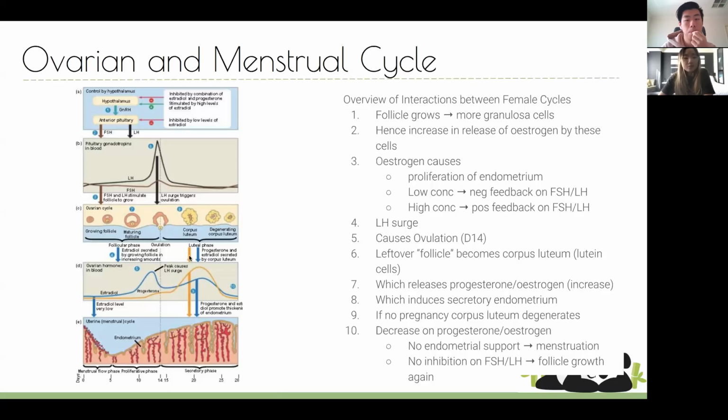These two hormones working together will cause the secretory phase of your menstrual cycle, which we'll talk about a bit later as well. And then if pregnancy doesn't occur, if fertilization doesn't occur, then you have degeneration of the corpus luteum. It stops secreting these two hormones. Because you stop secreting them, there's no endometrial support anymore, causing menstruation, day 0 to 4 or 5. And also there's no more inhibition on FSH and LH, so the follicle can grow again. I hope that makes sense.